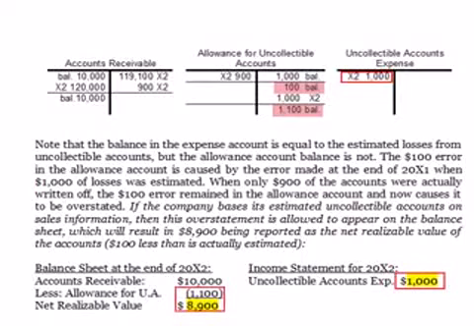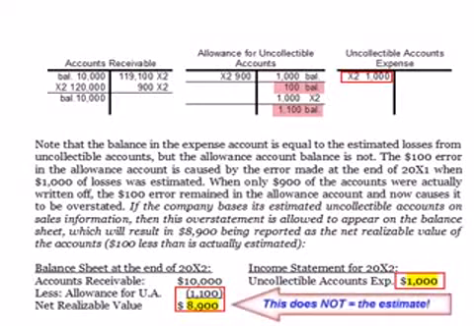However, the balance in the allowance account will be $1,100. This is not our estimate for uncollectible accounts. So the amount reported for the net realizable value of the accounts on the balance sheet will not be equal to the estimated collectible value of the accounts. This is the approach that's taken when the estimate is based on sales data.